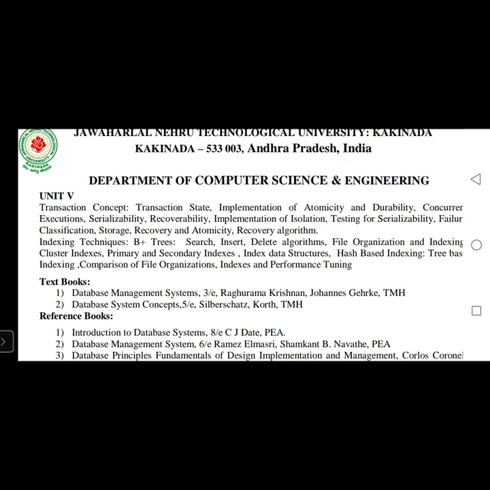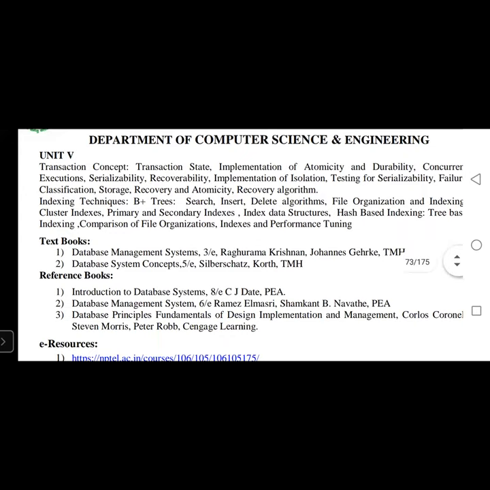organizations. In the case of file organization and indexing, we consider different types of file organizations: which type of file is best, which type of access is best, in which type we are inserting the record, and in which type we are retrieving the records. And index and performance tuning, here also, which type of indexing is best. Those types of things are considered. That's why here we have only one topic, hash based indexing. Please remember this and don't get confused.